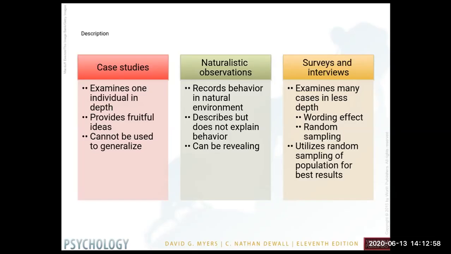You're describing what they're doing when they're doing it, not necessarily why they do it. But the biggest and easiest way for people to get information, especially if it's not just one person, but a group or a lot of people, is by using a survey or interview. You're examining many cases in less depth, utilizing what we call random sampling of the population, and you have to worry about the way that things are worded.